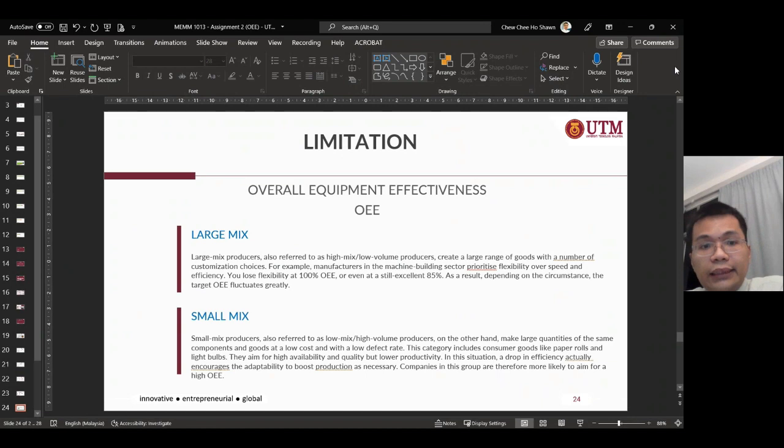So that's the contrast between the large and the small mix. So where the OEE may have its limitation, or whether the OEE will be very suitable as a KPI or as an assessment for the production line.